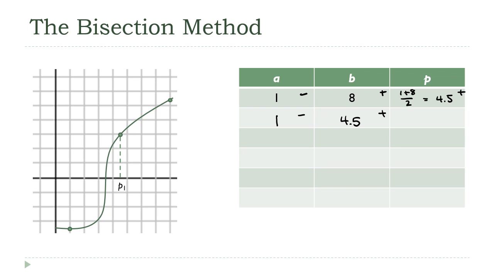Now we repeat the process. The midpoint of this new interval, (1 + 4.5) divided by 2, is 2.75. And since the function is negative at that point, I'll replace the negative endpoint of that step's interval with that number, and I'll keep the positive one the same. So this gives us a third, even smaller interval that contains our root.